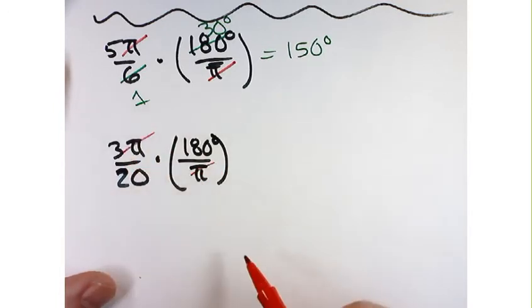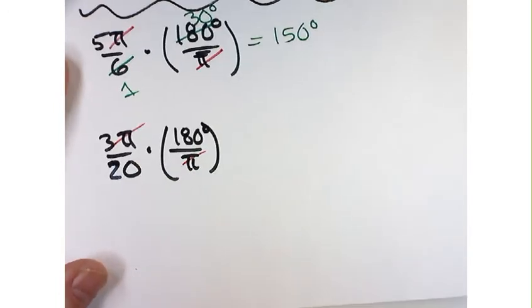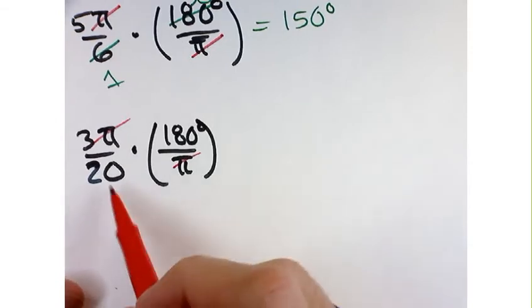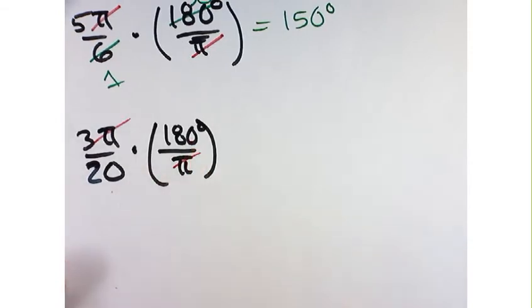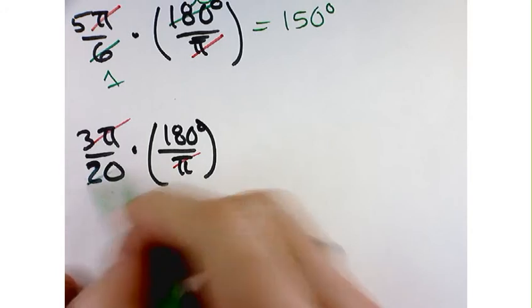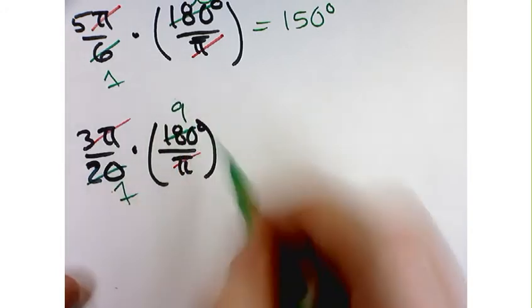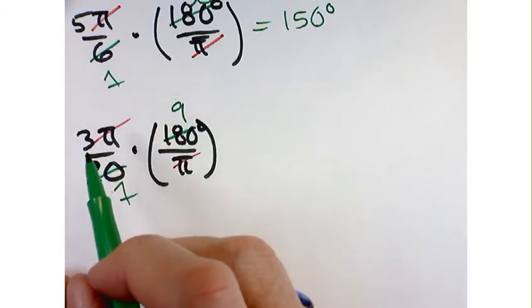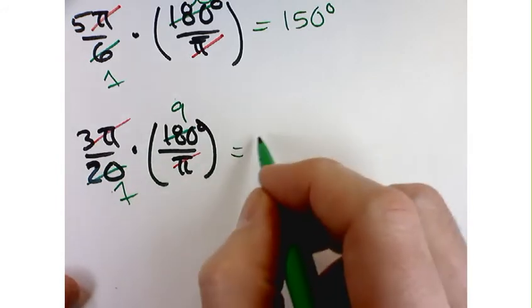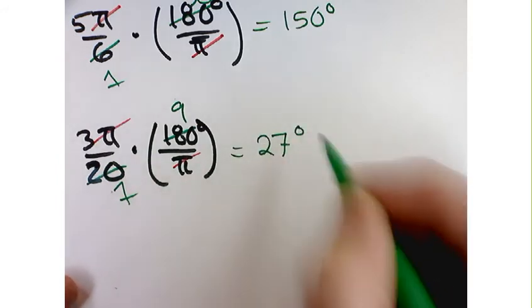So that's nice. What other kind of cancellation do I get? 20 into 180. 20 goes into 20 once, and then 180 9 times. So I'm left with 3 times 9 is 27 degrees.